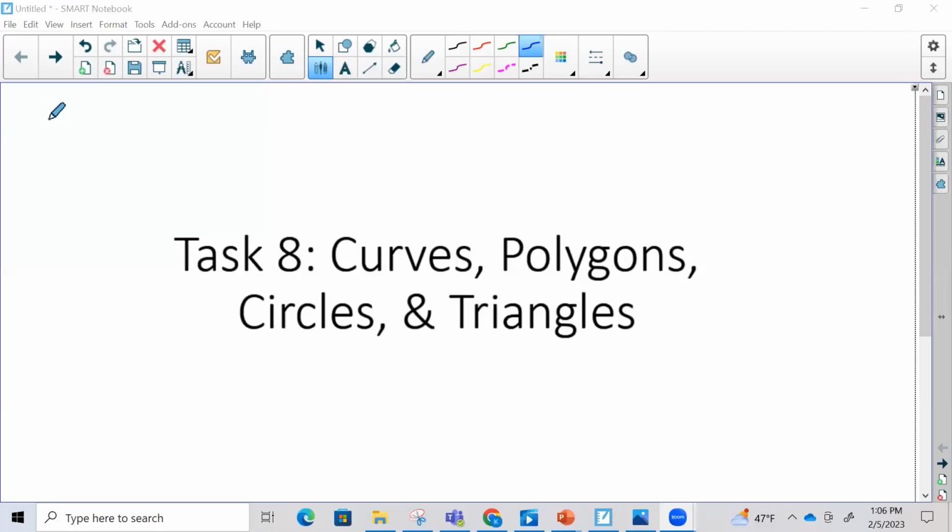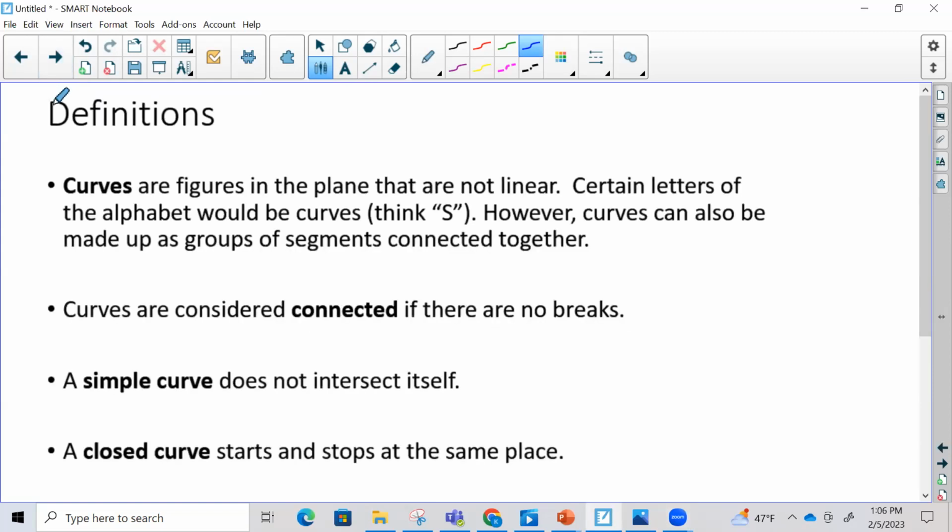So in this video, we're going to look at task 8, curves, polygons, circles, and triangles. This video specifically is just going to focus on the curves. So curves are figures in the plane that are not linear.